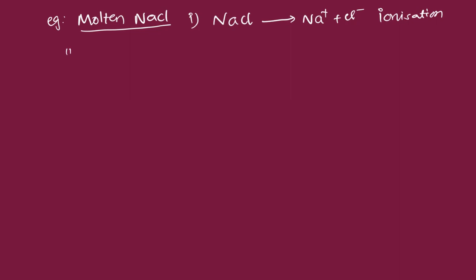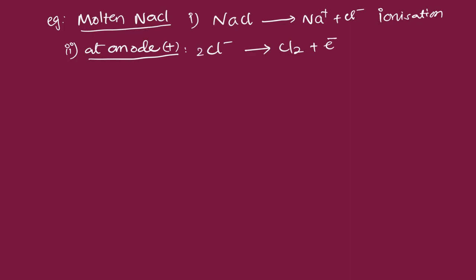Next, second step, you have to write the reaction at anode. At anode, what is the charge? Positive. Therefore, which ion will be discharged here? Negatively charged, as positive attracts negative. Therefore, the negatively charged ion Cl minus will be converted into Cl2 plus electrons. For 2 chlorine, multiply by 2, then 2 electrons. This is called oxidation.